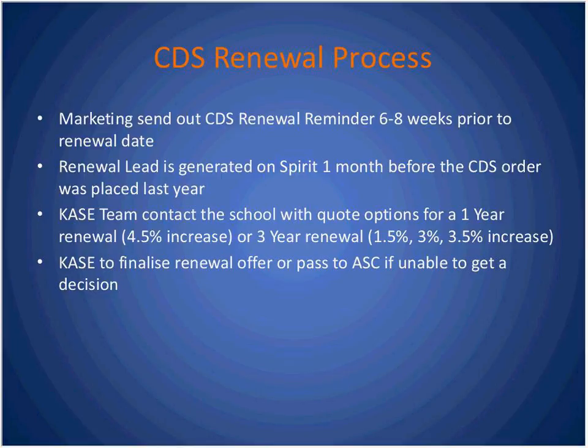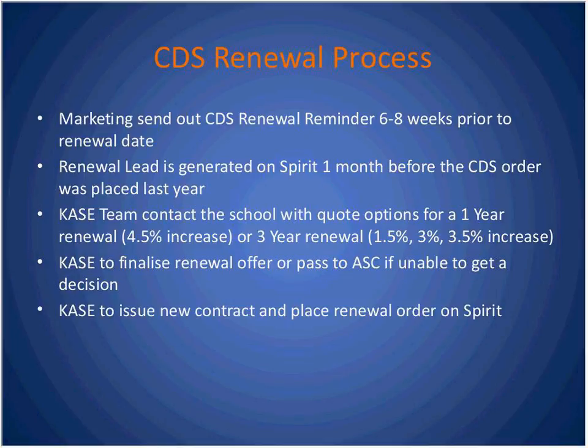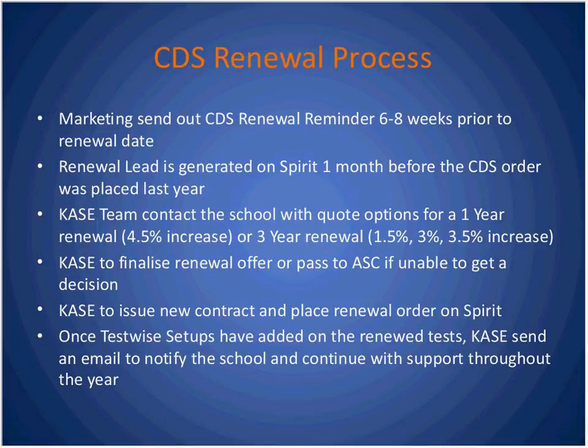If we're not able to get in touch with them, or if we feel like the ASC has a better relationship with the school and might be able to persuade them better, which often happens with Northern Ireland schools, we'll pass it over to them. Or if we can get the renewal done, then we'll process that for them. So we issue a contract, renew it, and place the order on Spirit. And then once the tests have been set up, we go back to the beginning of the process where, again, we're contacting them with all of the support that they need throughout the year and keeping in touch with them with the health check calls.